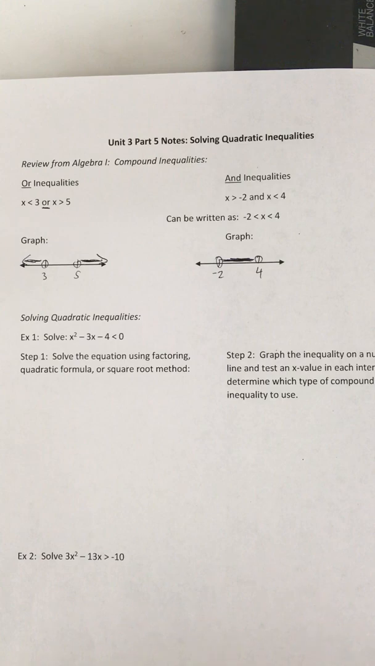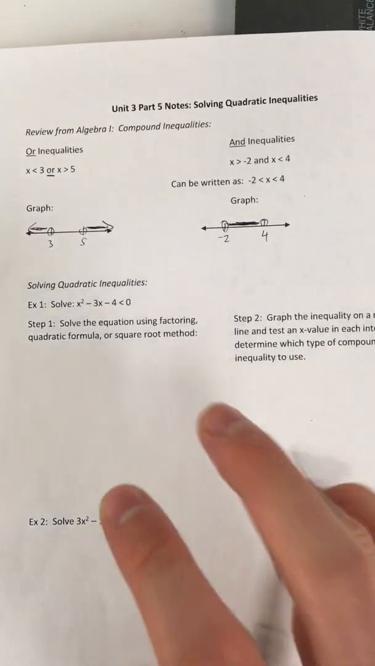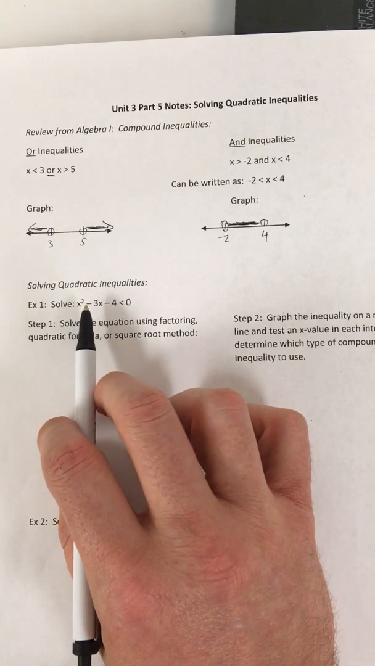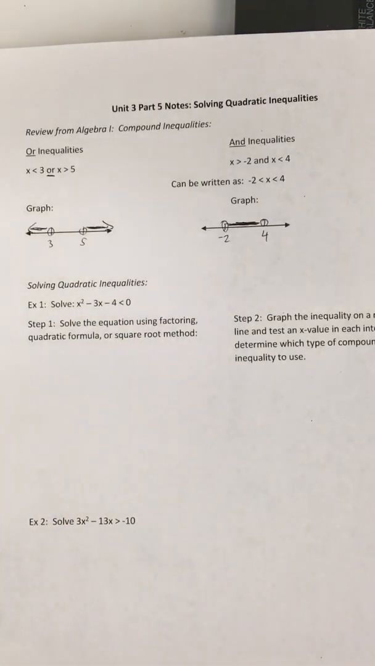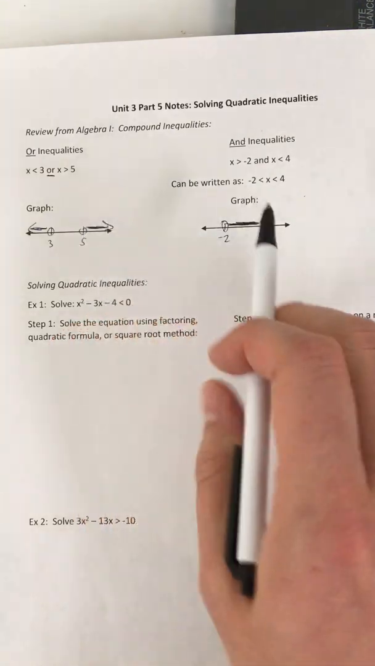Okay, so what does that have to do with our lesson today? Well, you'll see. When I'm solving quadratic inequalities like x squared minus 3x minus 4 less than 0, there are two steps to this. There's solving the actual equation to get the number part of the answer and then figuring out what type of inequality it is.